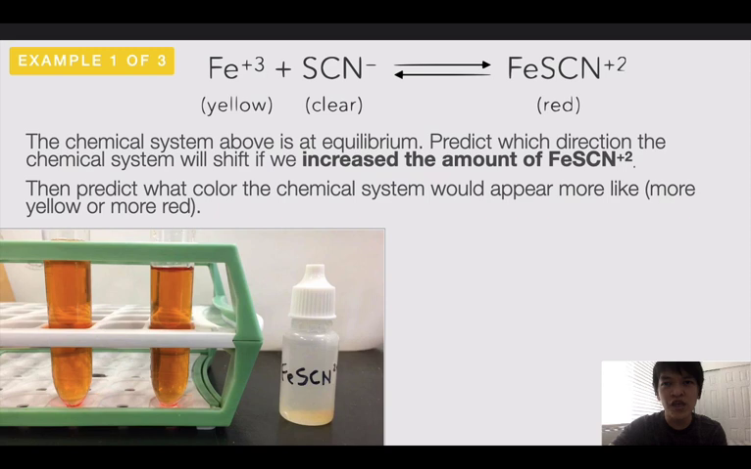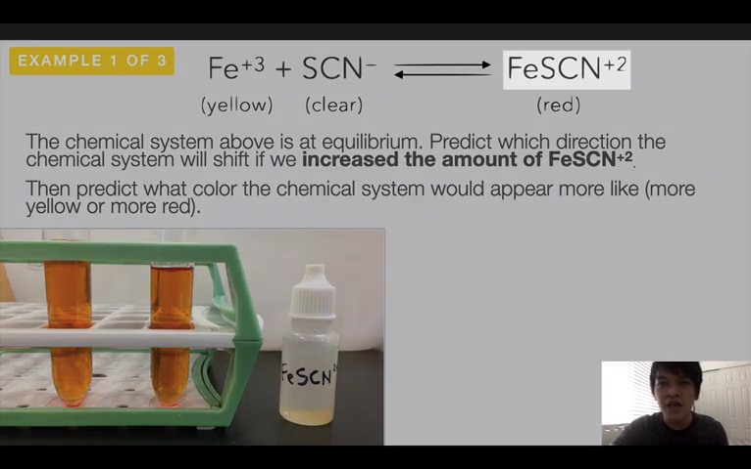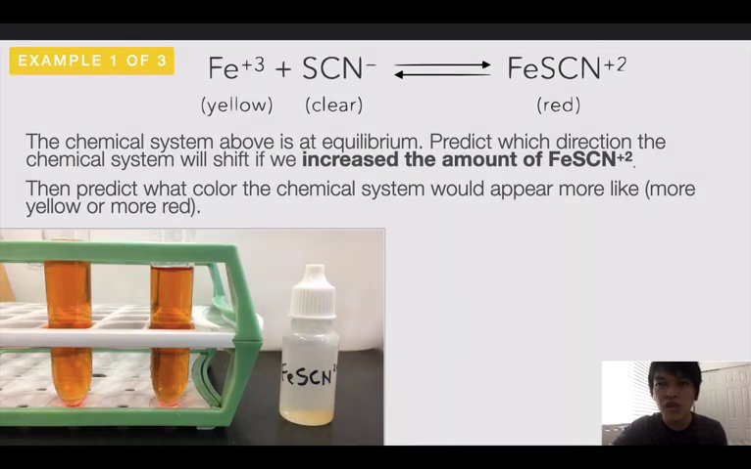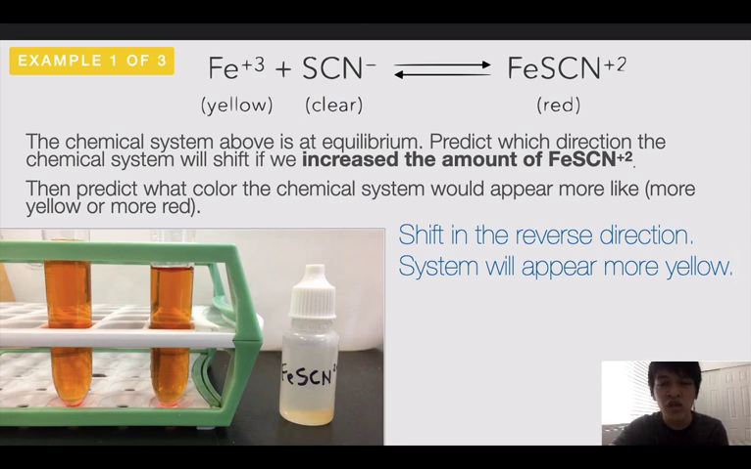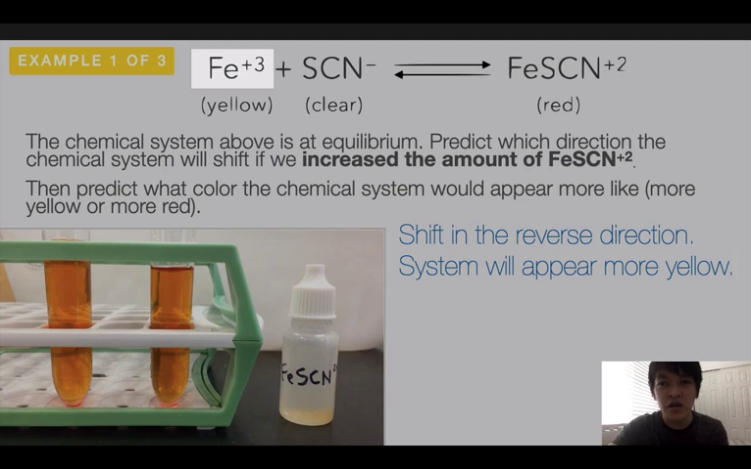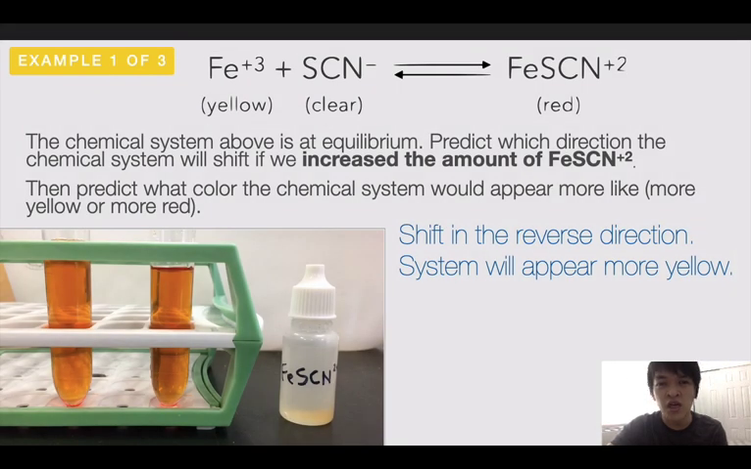So if we increase the amount of FeSCN plus 2, that means there's going to be too much product. To relieve that stress, the system will shift in the reverse direction to reduce the amount of products. If it shifts in the reverse direction, the chemical system should look more yellow. This is because shifting in the reverse direction creates more iron 3 ions, which are yellow according to the chemical equation. Take a look at the image below. You can see if this prediction is correct.